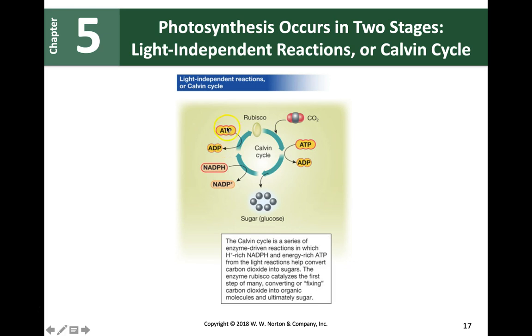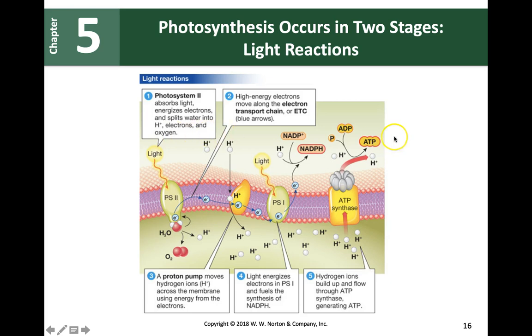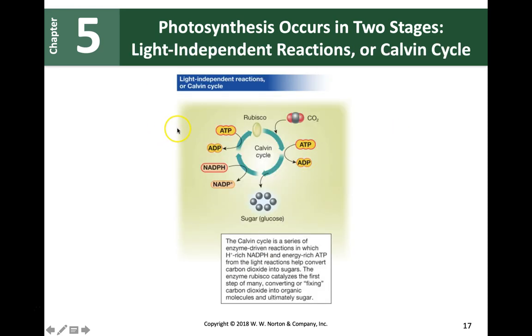Now what happens here, guys? ATP, remember ATP from our previous slide? We have ATP and NADPH. So we have ATP and NADPH. Guys, they are the fuel for running this cycle, the Calvin cycle.